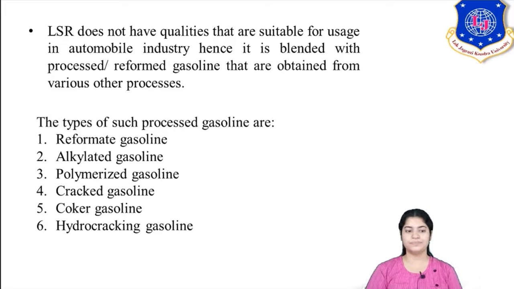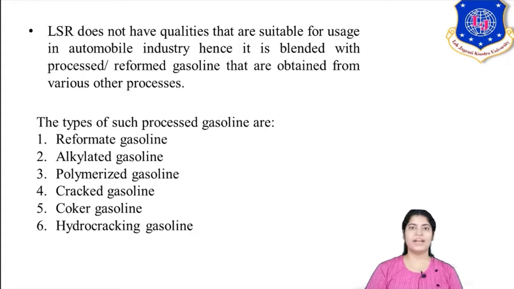Processed gasoline: reformate gasoline, alkylated gasoline, polymerized gasoline, cracked gasoline, coked gasoline, hydrocracking gasoline. See the different kinds of reactions involved. You can see alkylation, polymerization, cracking, coking, hydrocracking. You will study all these processes in another chapter, when we are concerned with the treatment of crude oil, when we are interested in treatment processes. So I'm sending my naphtha into different units.